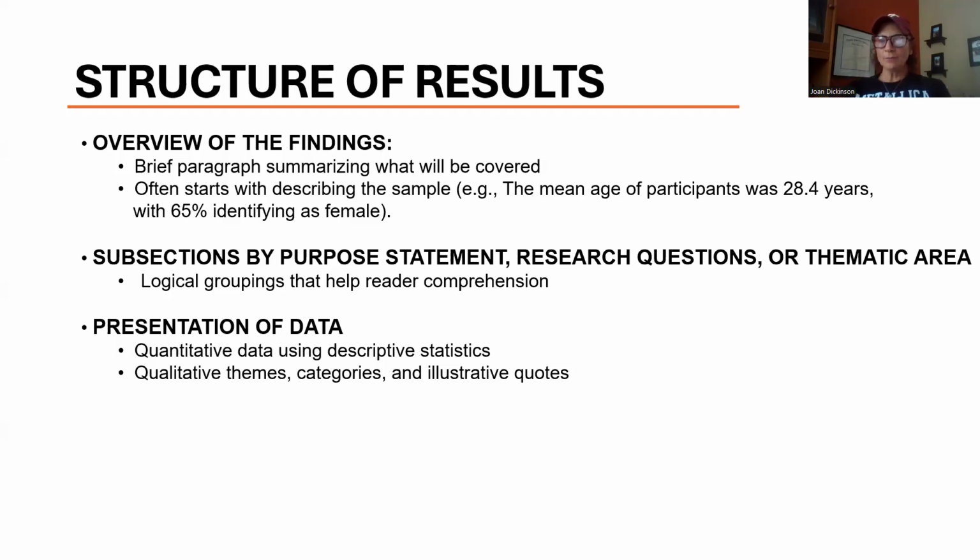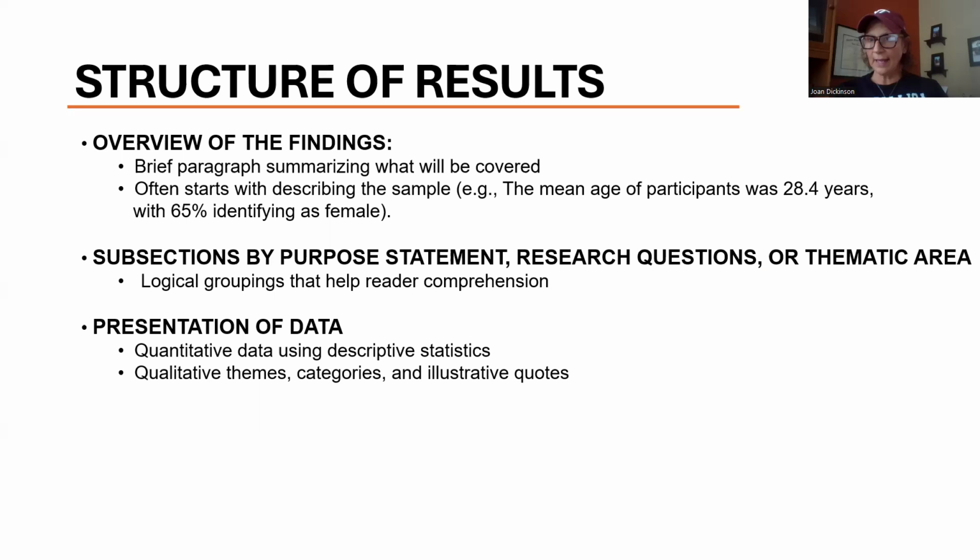A lot of times you'll also see this section start with describing the sample. This is really important because in the method section, you told us who the sample was going to be. You might have said you were using a purposive sampling technique, maybe a convenience sampling technique. And in the results or the findings, now you have to tell us exactly who the sample is. So maybe you ended up interviewing 12 people who were project managers in various companies, and you should describe that sample. Who were these project managers? How many years of experience did they have?